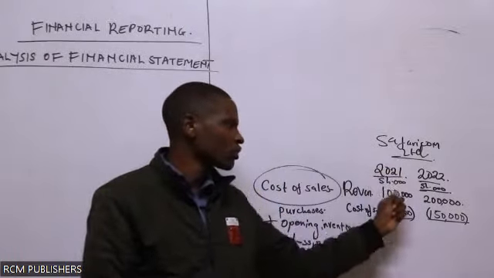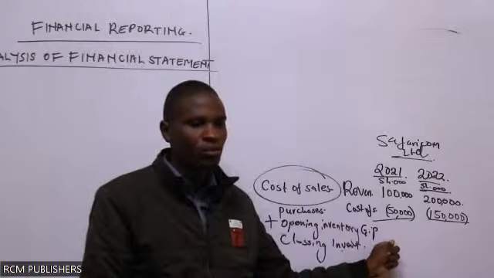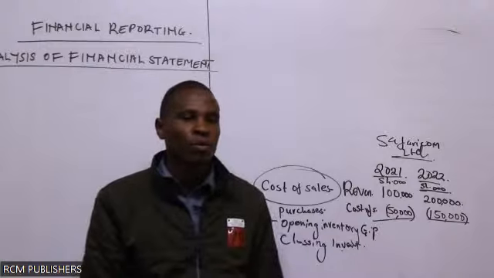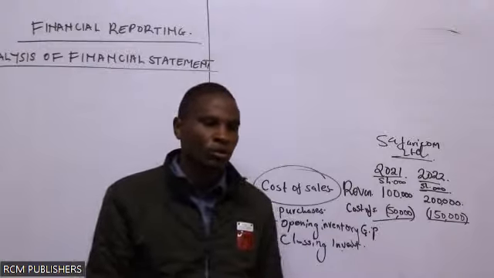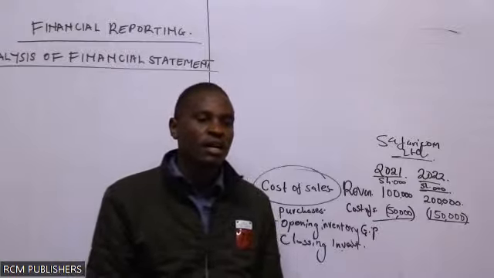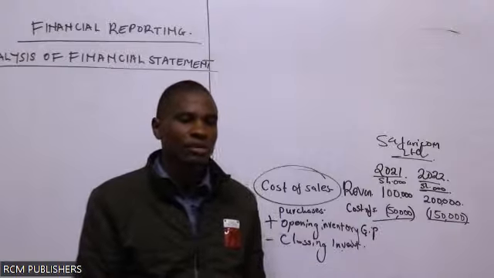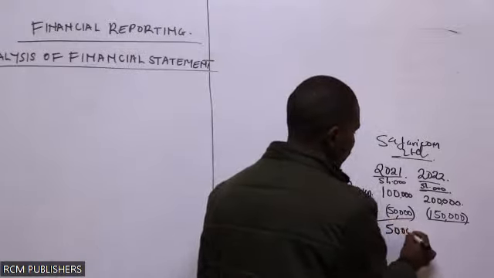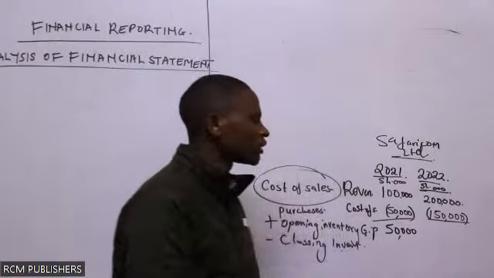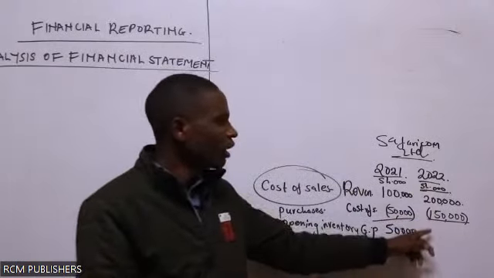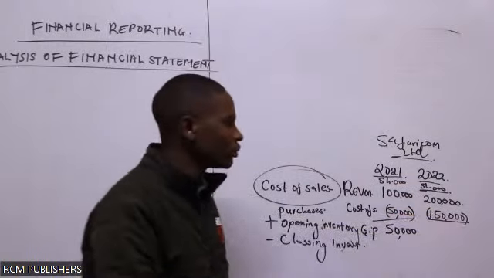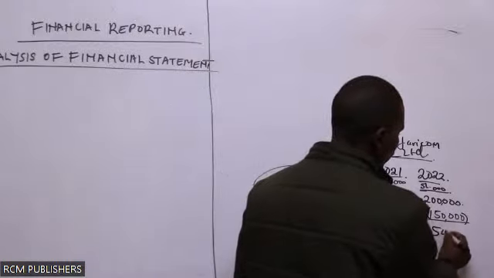So what is the gross profit for the year 2021? It is 100,000 subtract 50,000. So our gross profit here is 50,000. What about the year 2022? It's 200,000 minus 150,000, which will also give me a gross profit of 50,000.